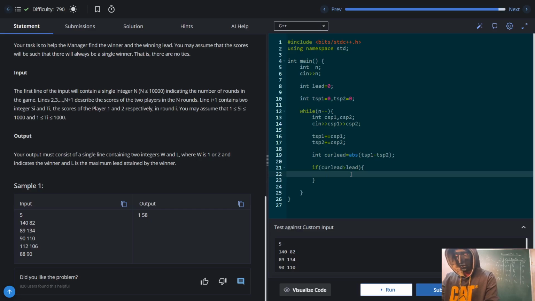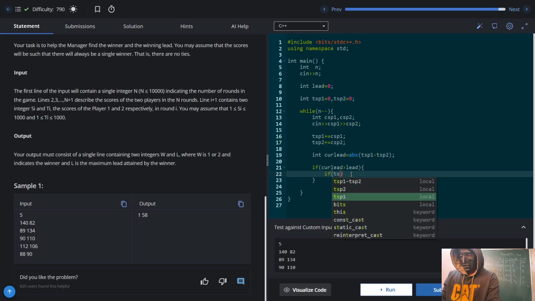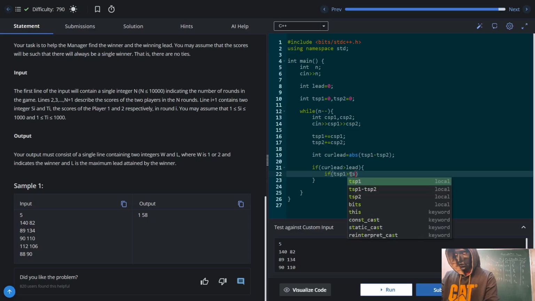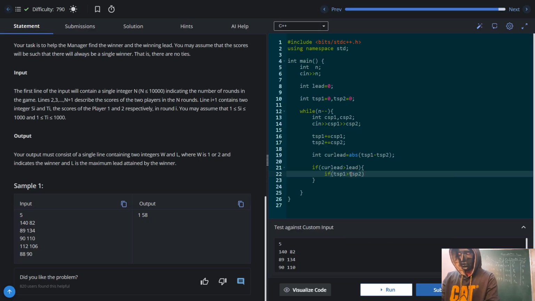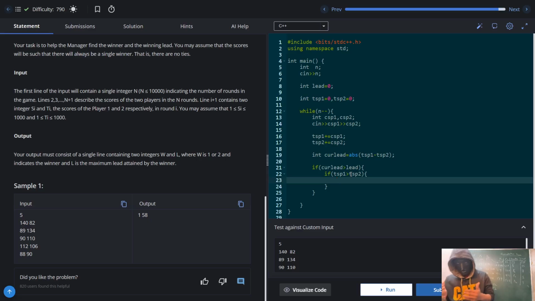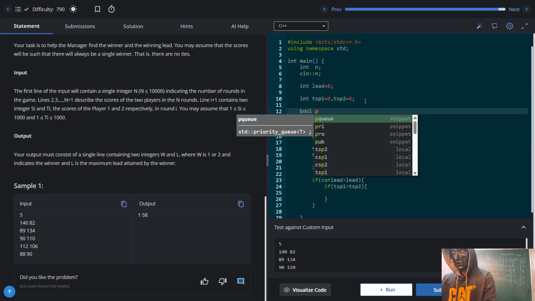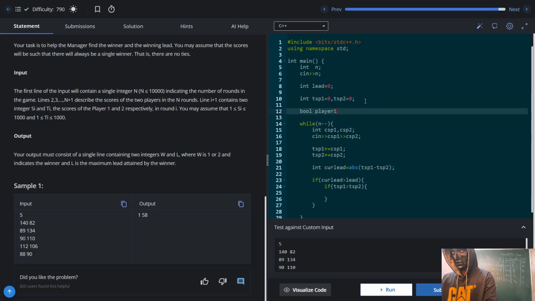So in that case you will have to check which player is leading the game. So you will have to find if total score of player 1 is greater than total score of player 2, which means the player 1 is leading the game, right? So what we will do is I'll be taking one more variable here, bool, as player 1. Initially I'll be not taking any value, which means no player has leaded the game.